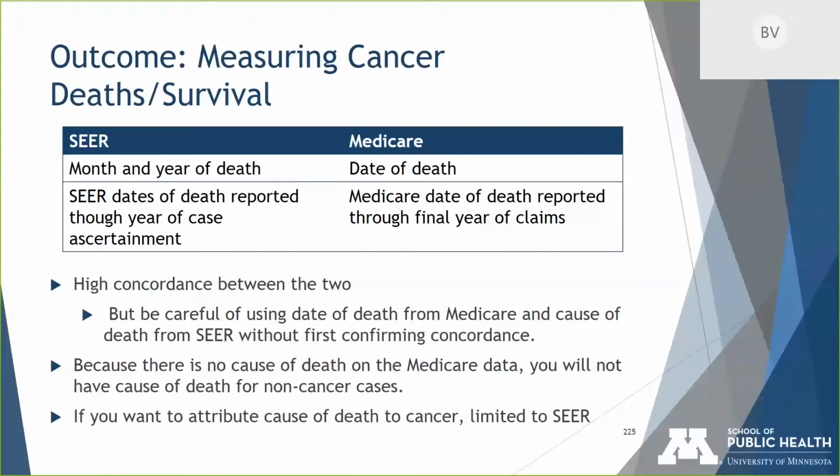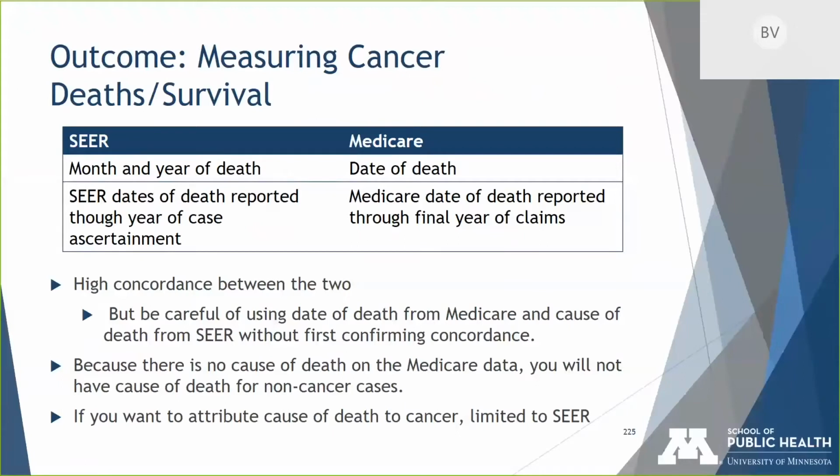But Medicare has a vested interest in not wanting any benefits to be paid out after the date of death. Dates of death come from the Social Security Administration in general. There are some other sources of death, so you'll have to keep that in mind. The other thing to note is that SEER dates of death are reported through the year of case ascertainment. So if your SEER data go through 2013, then you'll have deaths through the end of 2013. Medicare date of death is reported through the final year of claims. So you have a little bit more observation for date of death on the Medicare side.